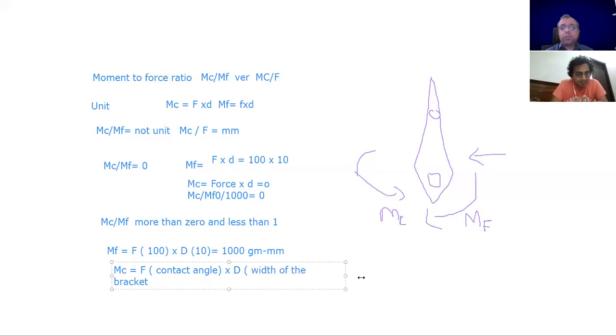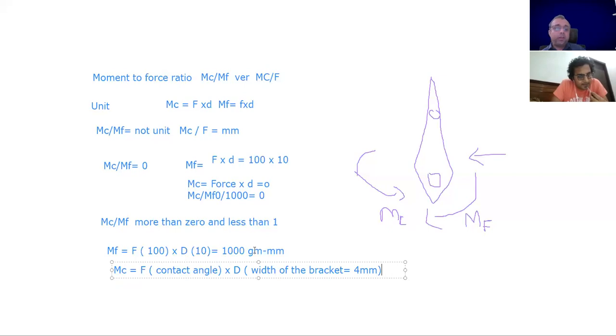It's the mesiodistal width of the bracket, and that can be, let's suppose, 4 millimeters. Ideally speaking, the width of the bracket is basically the distance between the two contact angles. The overall bracket width, the actual distance, is 4 millimeters. So the width of the bracket is 4.